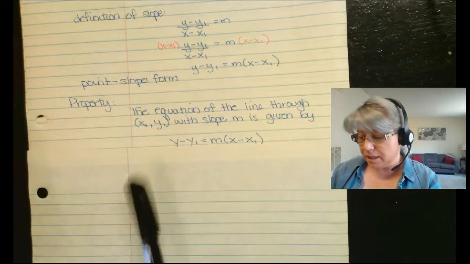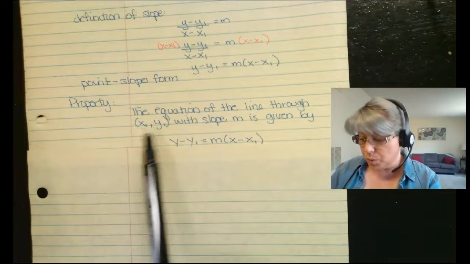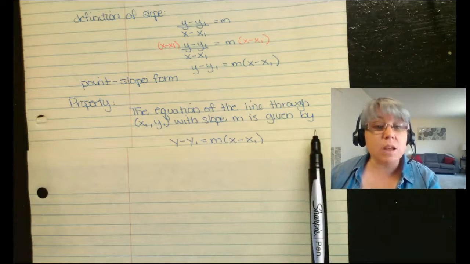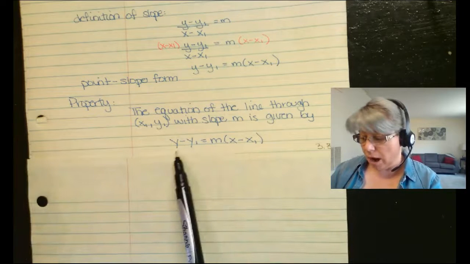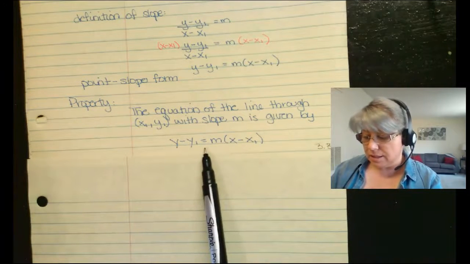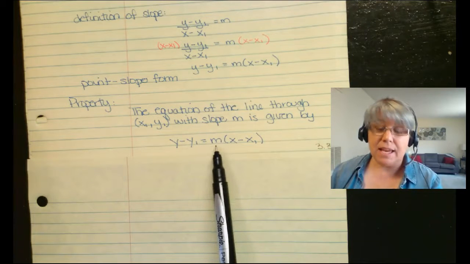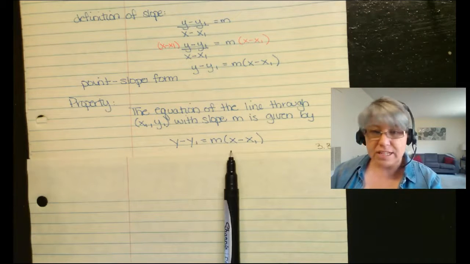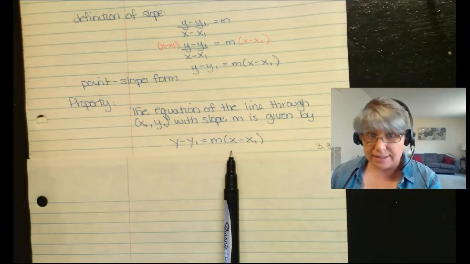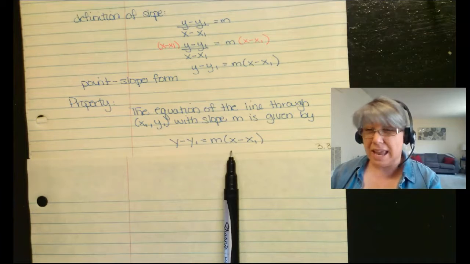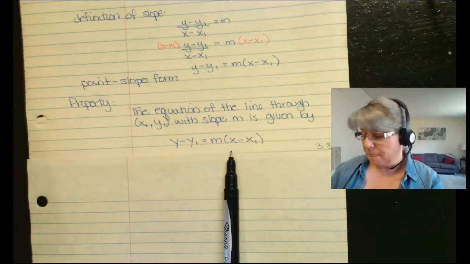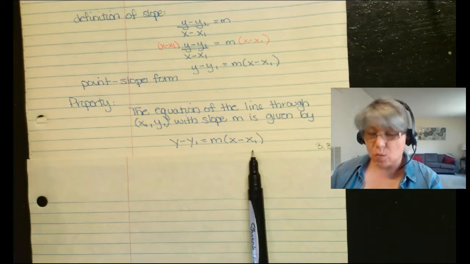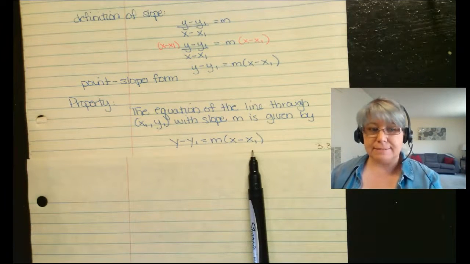Okay, there's got to be a rule in it, right? So here's our property. The equation of the line through x1, y1 with the slope of m is given by the point-slope form of y minus y1 equals m times x minus x1. Now this y and the first x are just generic x's and y's. They are not necessarily a point. You can put in values for those, but these are generic. The y1, x1, that comes from your point.